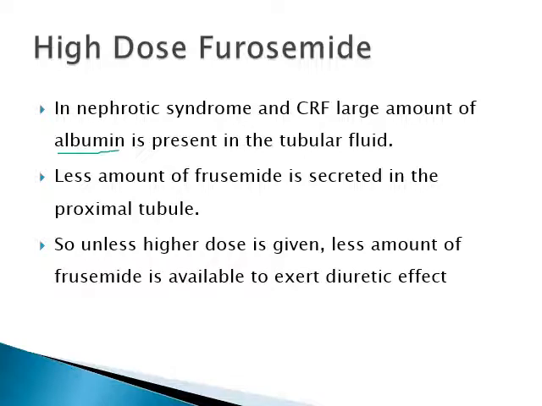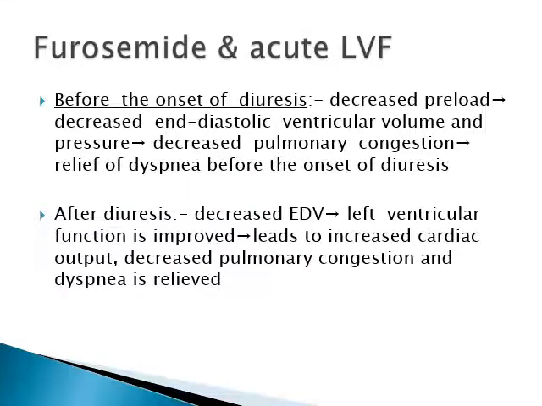So due to these two mechanisms, we have to use high dose of furosemide to exert its diuretic effect in case of renal failure, especially in chronic renal failure. Okay. So how is furosemide effective in acute left heart failure?